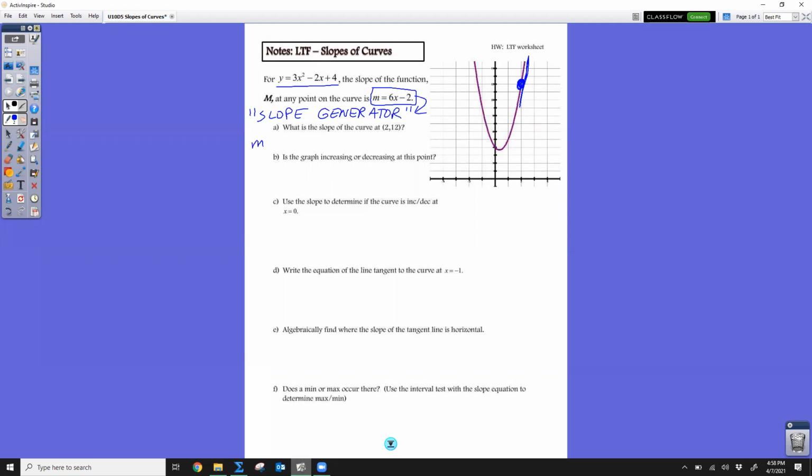So we're going to say that m is equal to 6 times the x value, the x coordinate of our point, so 2, minus 2. So the slope of that tangent line is 10.